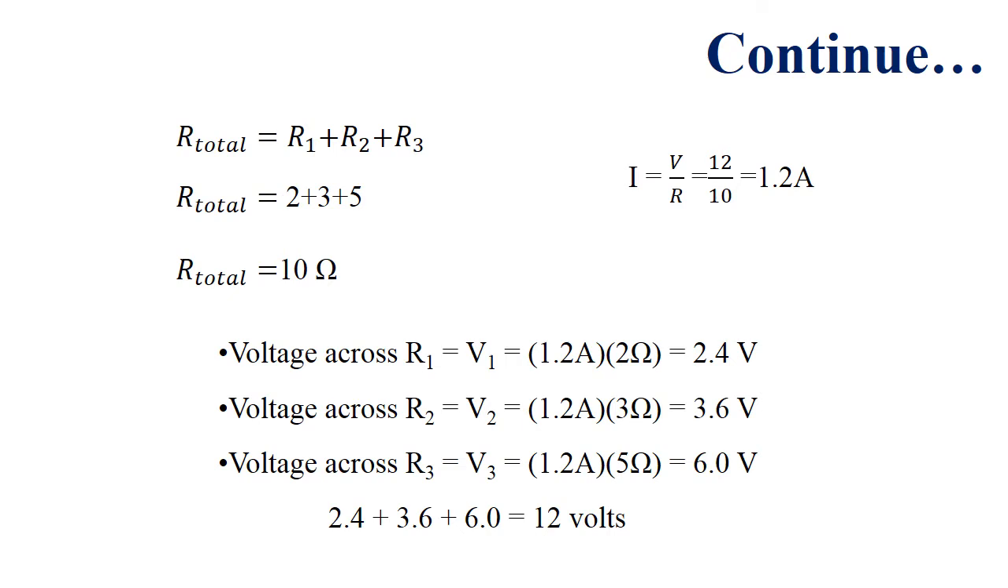And now if we sum up all these values, across each resistor we have 2.4, 3.6 and 6. So we have 12 volts across the overall circuit. Exactly the same voltage the battery provides us.